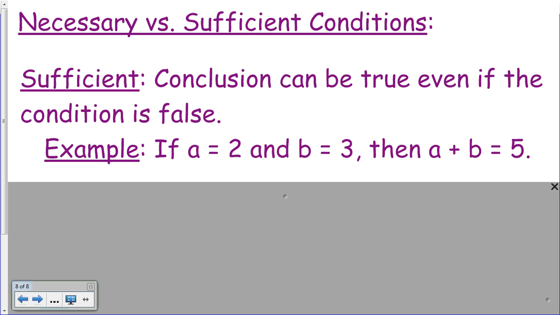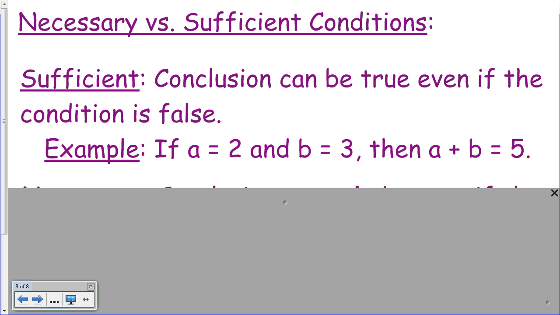So just because I don't meet the conditions, just because A is not 2 or B is not 3, or both, doesn't mean that A plus B is not equal to 5. Just because I don't meet the conditions does not automatically rule out that the conclusion has to be false. Okay, those are sufficient conditions. As long as I meet these, I'm guaranteed the conclusion will be true. However, there are other possible ways that the conclusion could be true.